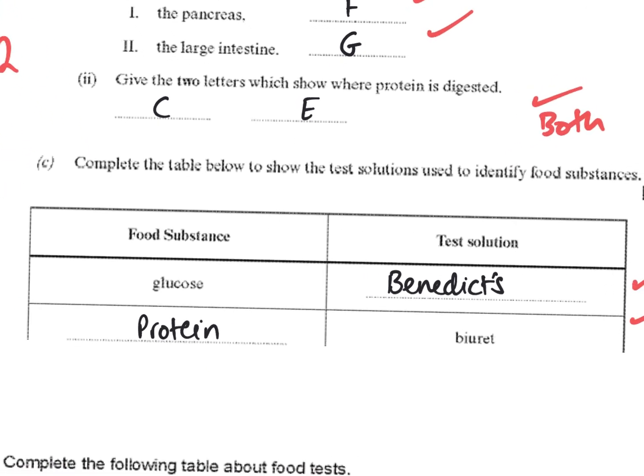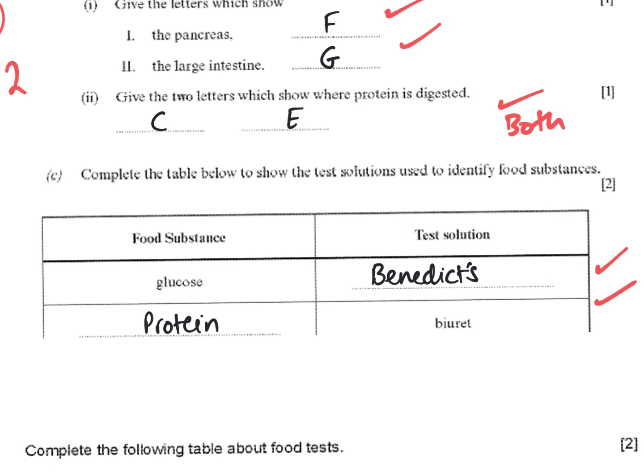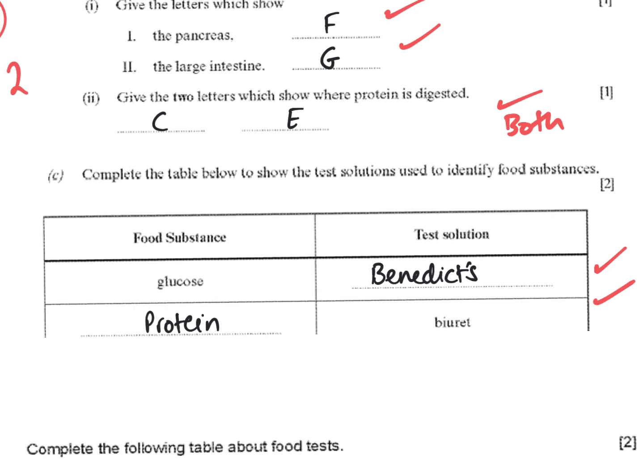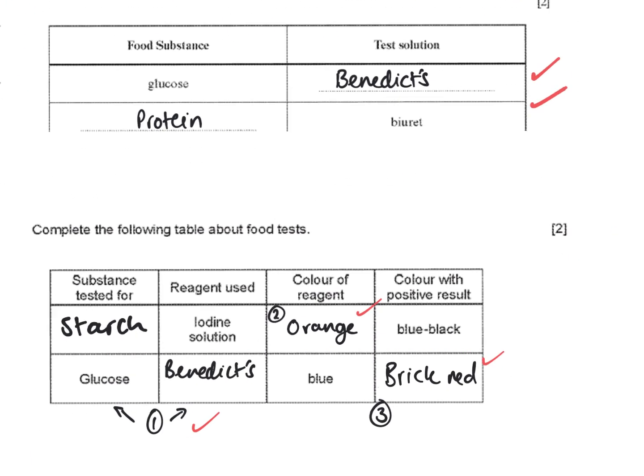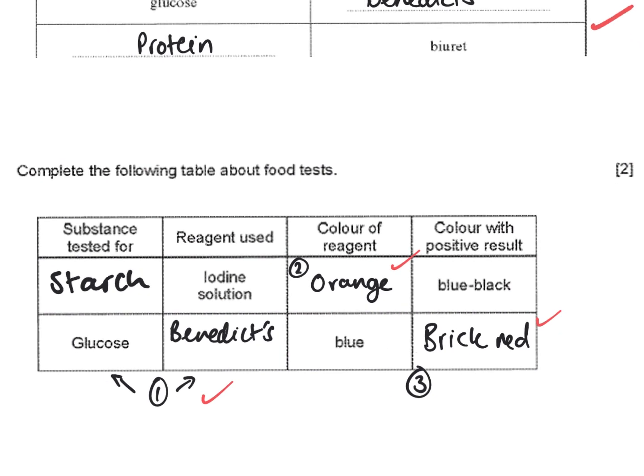Okay, so completing the table, the food substance is glucose, the test is Benedict's solution. If the test solution is Biuret, we know that tests for protein. Okay, both of those for 2 marks. And at the bottom, the following table about food tests. So starch, okay, and then iodine, which starts off as orange, but then it goes with a positive test of blue-black. Glucose, okay, is tested for by Benedict's solution, it's the same as above. Starts off as blue, and then it goes brick red with a positive result.